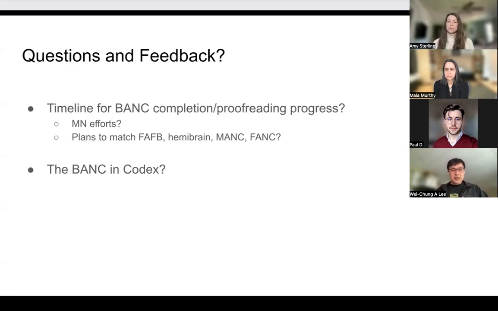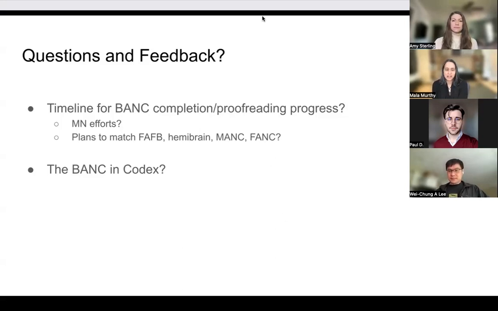And there was also a question about whether there are explicit plans to match the FAFB data with HemiBrain, FANC, and MANC, and so forth. And so again, these are things that I think are open for discussion, but at this point we don't have an explicit plan to do these things specifically. Would you mind if I just add one thing there? Yeah, sure.